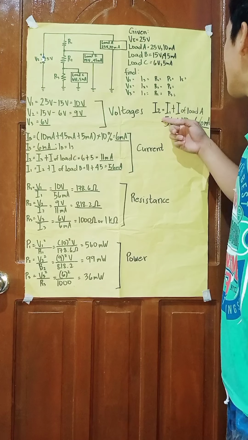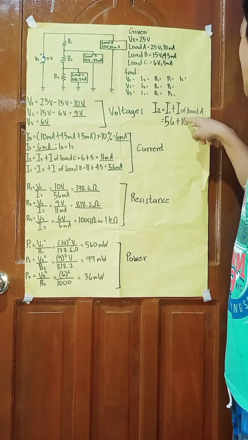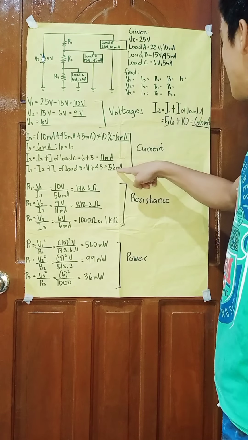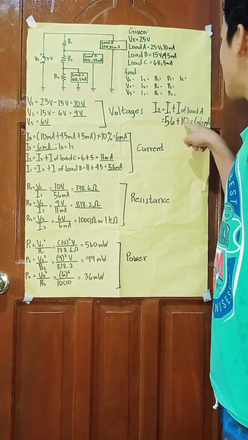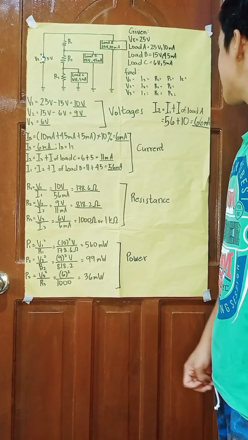Next is the total current. So the total current is equal to I1 plus the current of load A, which is equal to 10. So I1 is 56 milliampere plus the current of load A, which is 10 milliampere. So 56 plus 10 is equal to 66 milliampere.